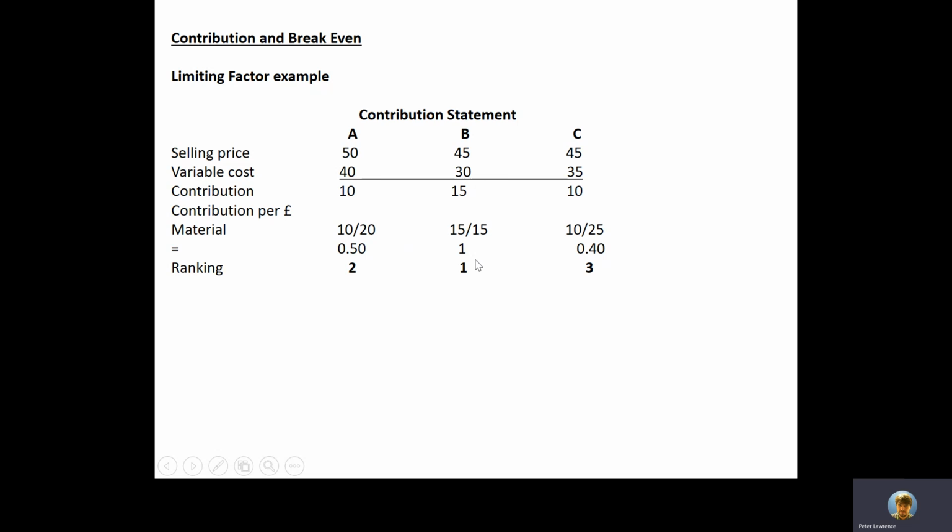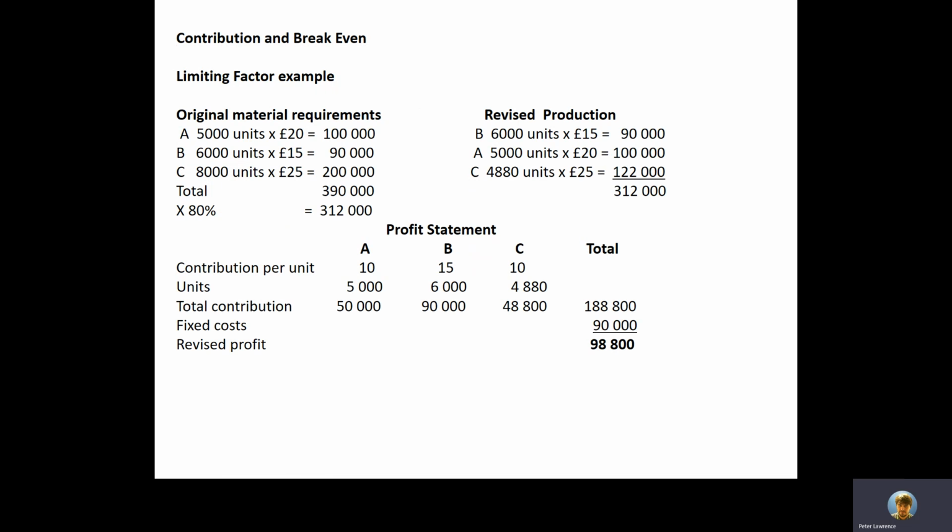And we can see there that the answer is B. It provides us with a pound's worth of contribution for every pound spent on material. That gives a ranking of number 1. We then rank A as number 2 and C as number 3, simply in the order of value. So don't just use contribution per limiting factor. In this case, per pound of material used. That is then going to allow us to revise our production plan.